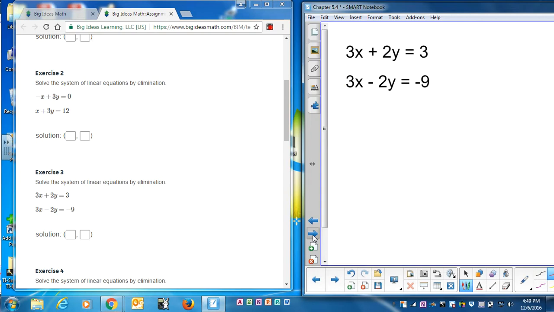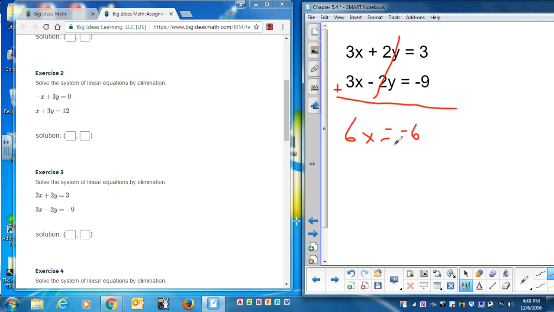I'm going to go on to exercise 3. I'll go ahead and solve that one really quickly. Actually, I'm just going to set it up for you, and then you're going to have to solve and do the substitution. So am I going to add or subtract? I'm going to add again, so that way I can eliminate a negative and a positive value. I'm going to add these two together. These cancel out. 6x equals 3 plus negative 9, which is negative 6.